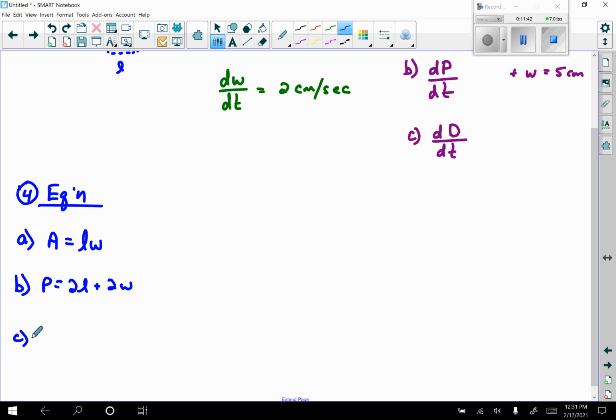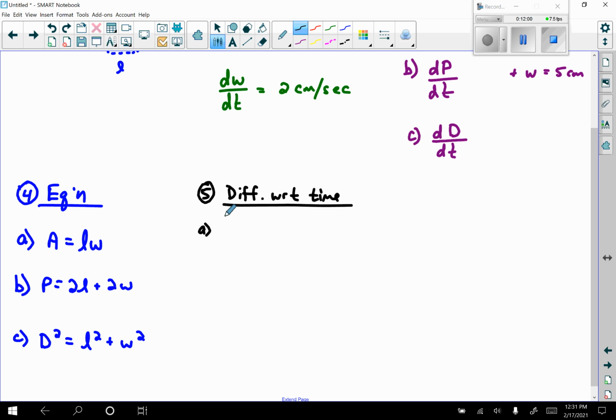And then C, we need something that involves a diagonal, which would be the Pythagorean theorem, so we would say D squared is equal to L squared plus W squared.